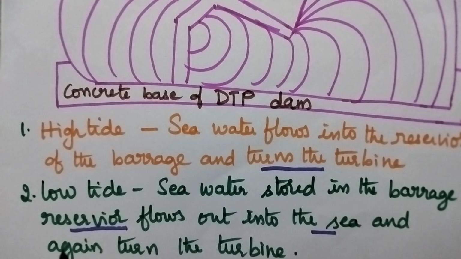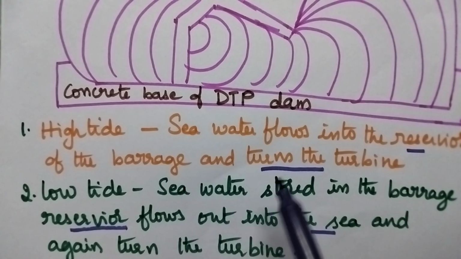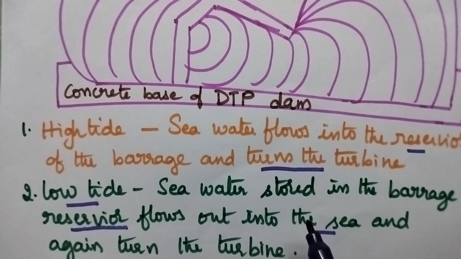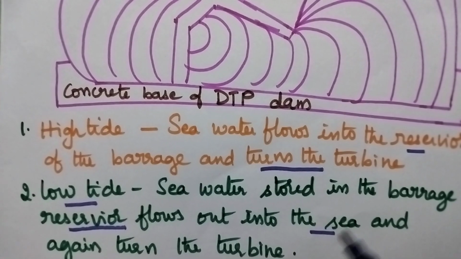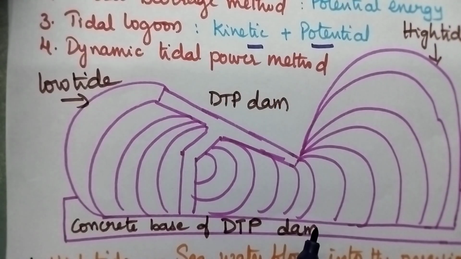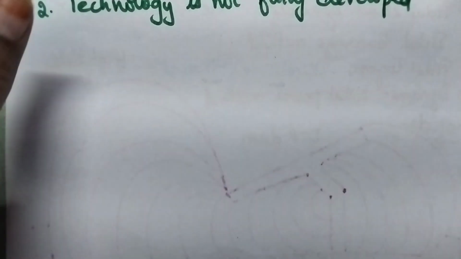During the high tide, sea water will flow into the reservoir and meanwhile it will rotate the turbine. Coming to the low tide, the sea water stored in the reservoir will flow into the sea, meanwhile it will rotate the turbine. So twice the turbine will be rotated, and it is highly useful for the production of electricity, and the power is called as tidal power.